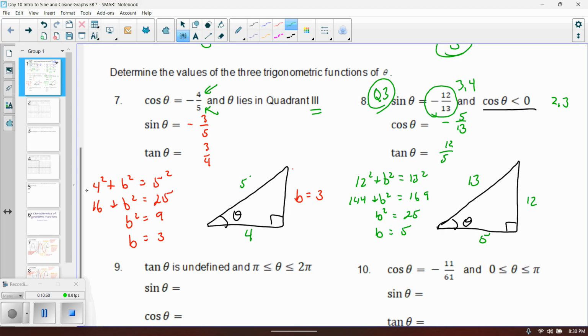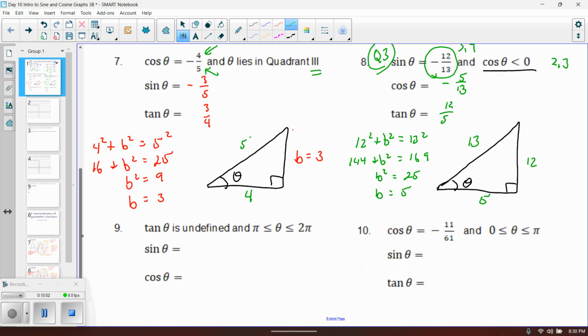All right, a couple more. All right, number 9 says that tangent is undefined. We'll worry about the quadrants in a second. Tangent is only going to be undefined because remember that tangent is y over x. For something to be undefined, it means you're dividing by 0. So that means x has to be 0.